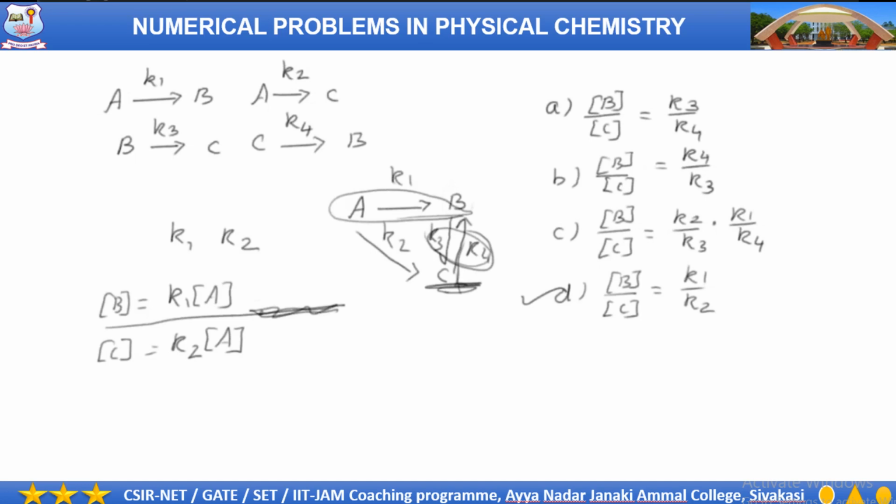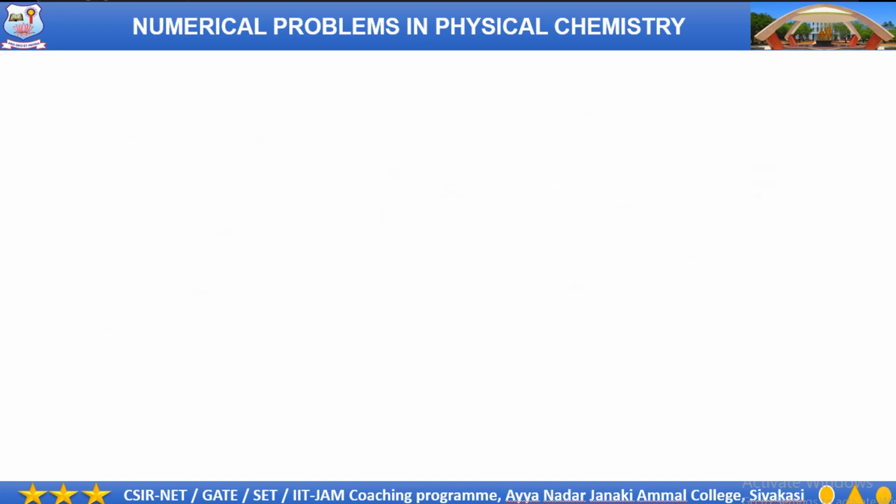This problem was given in the year 2003. In a consecutive first order reaction, A giving B with K1, B giving C with K2, where K1 and K2 are the respective rate constants, species B has a transient existence.